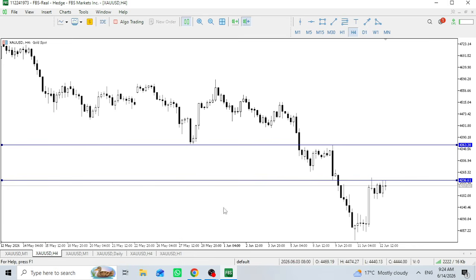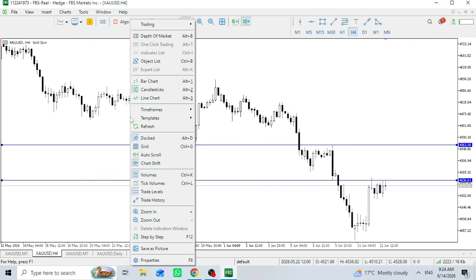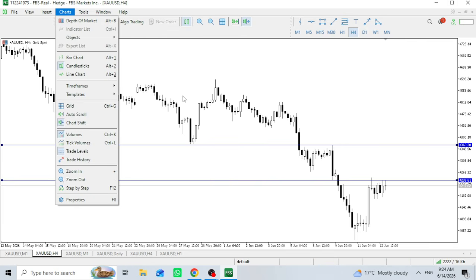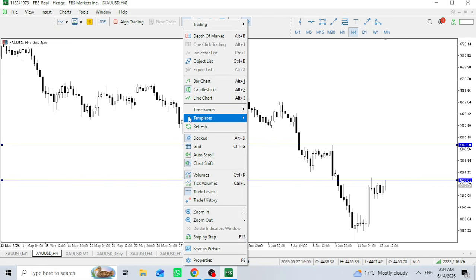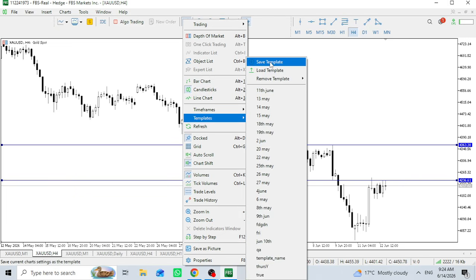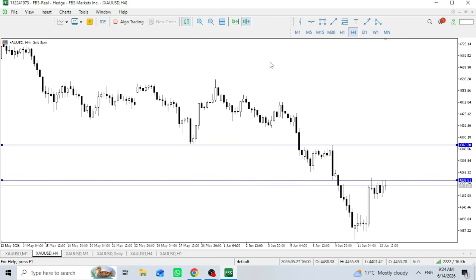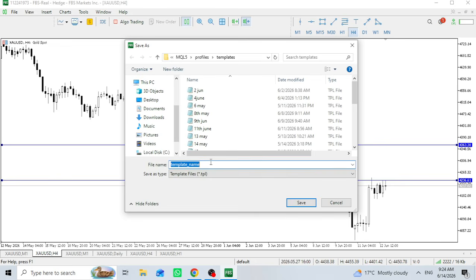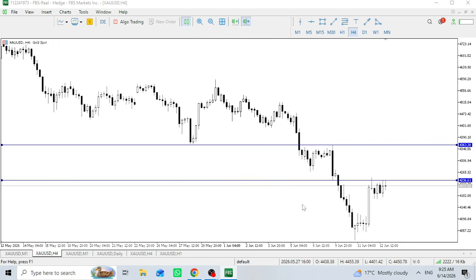So after you do that, you either click Charts or you right click the screen this way, and then you go to Save Template. It will bring you a tab like this. Then you can save your analysis. Today is the 14th. Then I will save that.